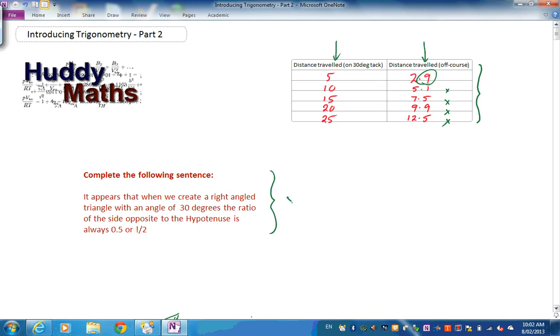It appears that when we create down here a right angle triangle, here we go, with 30 degrees, all those constructions that we did, the ratio of the side opposite, remember we were measuring this, that's the side opposite. Go into the angle and look out from the angle, and that would be opposite it, wouldn't it? That's the side opposite, and that's how much off course we were. And this was the distance travelled, which is the hypotenuse. It looks like whenever we have a right angle triangle with 30 in it, the opposite over the hypotenuse equals 0.5.